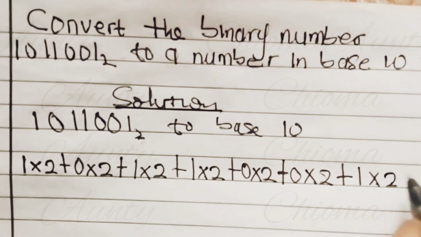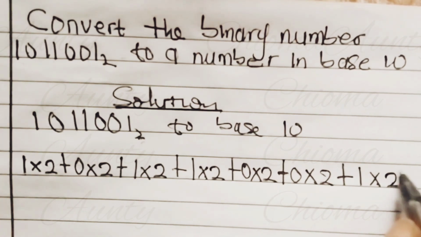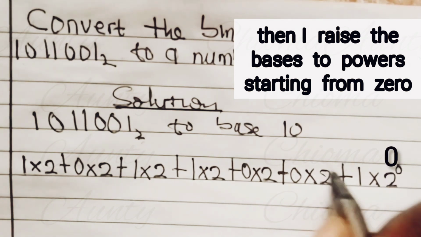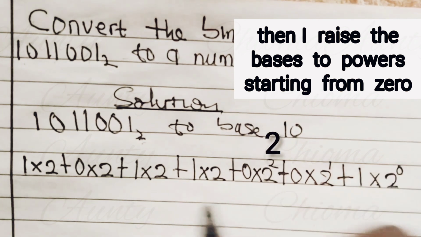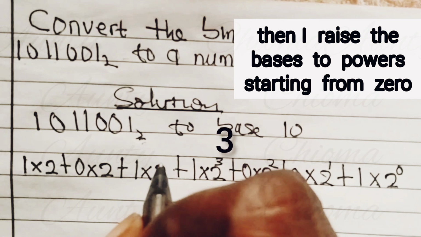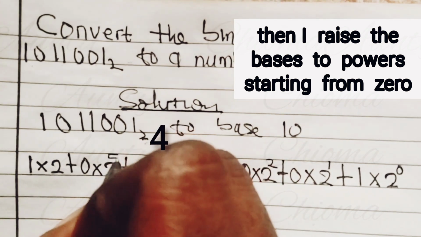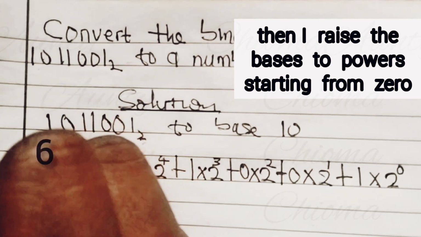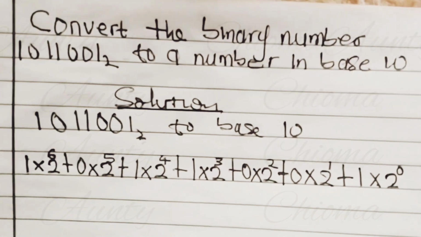Now I begin to give powers to the bases like this. I start with this one with power 0. Come to this 2, 1. Come to this 2, 2. Come to this 2, 3. Come to this 2, 4. Come to this 2, 5. And come to this 2, 6.